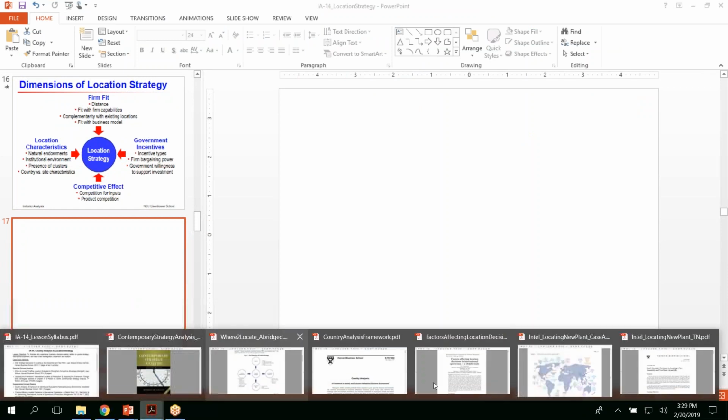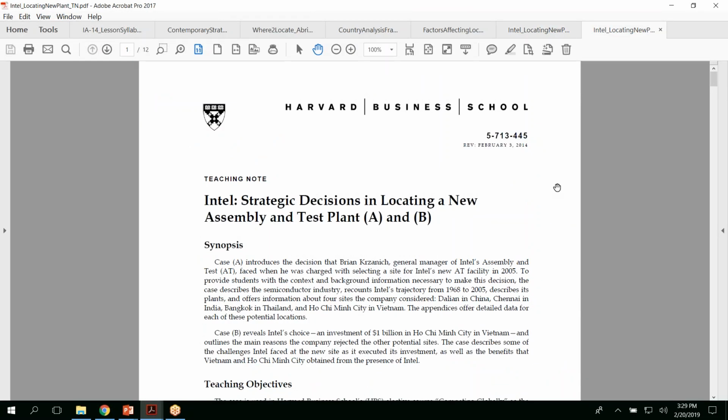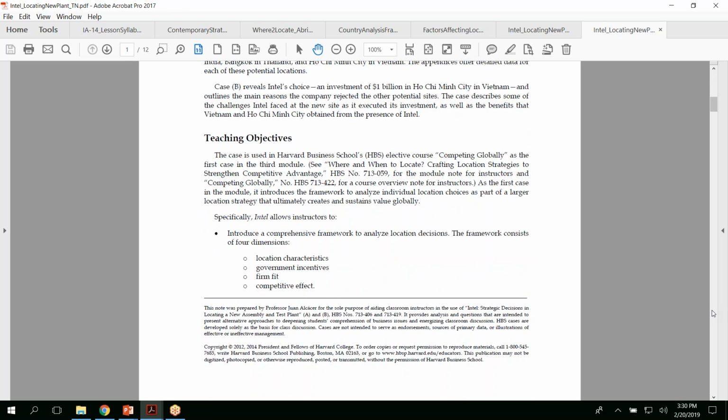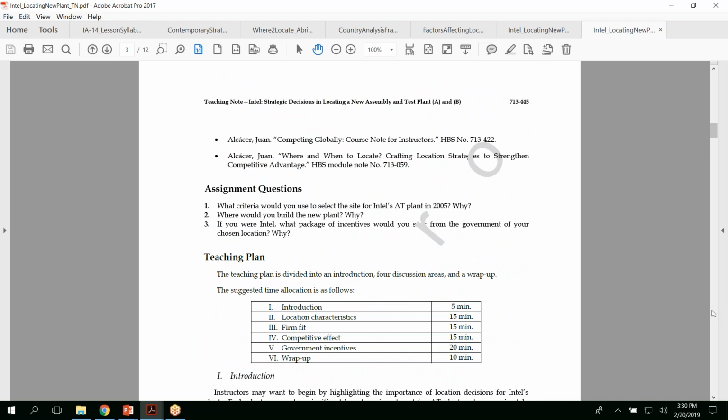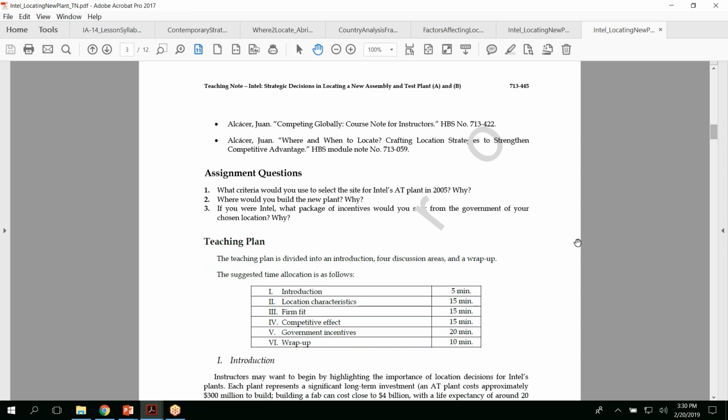So the teaching note, I don't have a teaching plan. I actually might create one, because the teaching note is relatively good. I'll tell you what I've supplemented. Going through the teaching note here, you have the basic objectives, intended contribution, materials, things like that. Then the teaching plan breaks down into an introduction, then location characteristics, firm fit, competitive effect, government incentives, and wrap up. So he goes through each of the 4 dimensions of the framework.